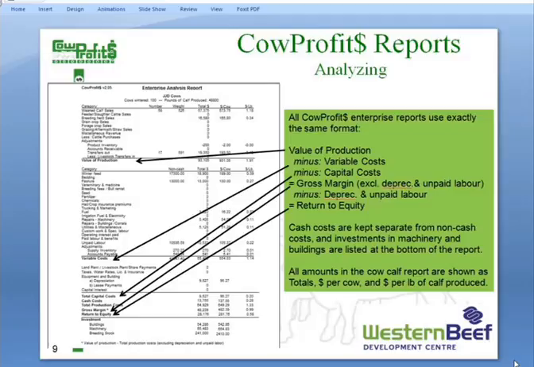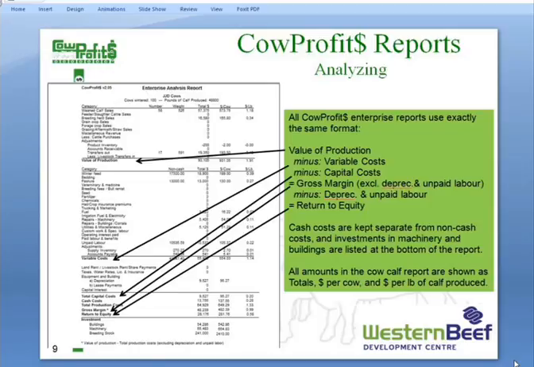So let's take a look at how we might analyze CowProfit's reports. And we're going to focus mostly on the enterprise analysis reports. We'll also take a quick look at the whole farm report, which is very, very similar to the enterprise reports. First of all, all of the reports use exactly the same format.